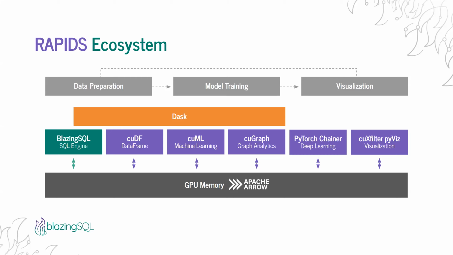cuML is scikit-learn on GPUs, also mirroring the APIs. cuGraph is NetworkX, if you're familiar with NetworkX for graph analytics. And then there are plugins to PyTorch, Chainer, and a bunch of other deep learning stack, as well as visualization. And this really isn't all of it.